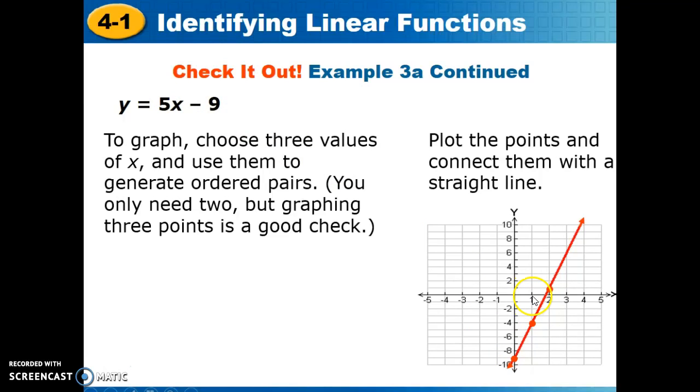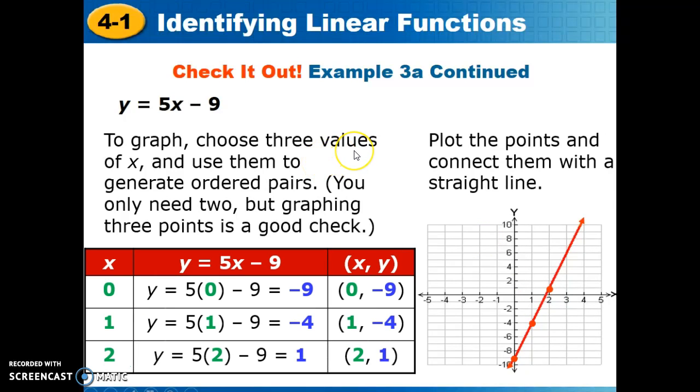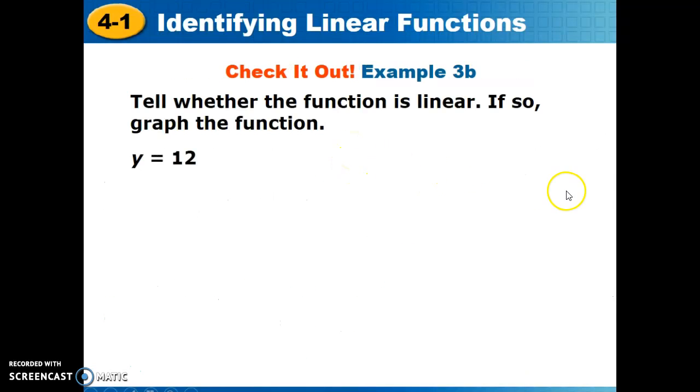We allowed x to equal 1. We got a -4. When x is 2, we got a +1. Check it out, 3b. Tell whether the function's linear. If so, graph it. Please try this one on your own. Come back and see what you get.